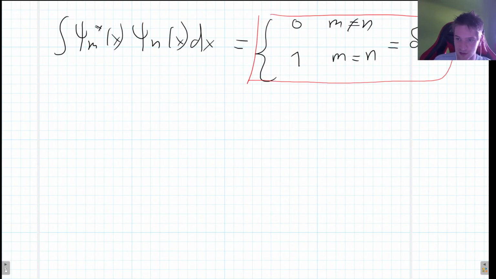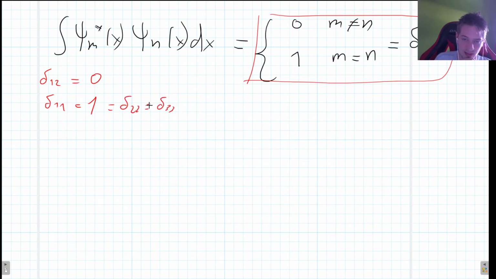So delta tells you if these two numbers are the same, then this whole thing is going to be 1. If they are different, it's going to be 0. So for example, if we get delta 1, 2, this is 0 because they are different. Delta 1, 1 is going to be 1. And also delta 2, 2 and delta 3, 3, for example, are going to be 1. But delta 2, 3 is going to be 0.